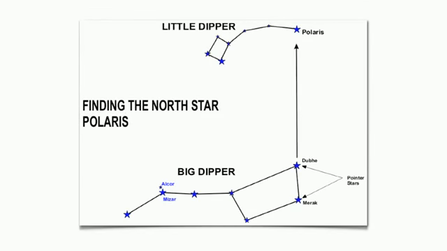The way you find Polaris is by finding the Big Dipper and using the two stars in the front part of the Big Dipper to find Polaris. Polaris is actually the last star in the handle of the Little Dipper.